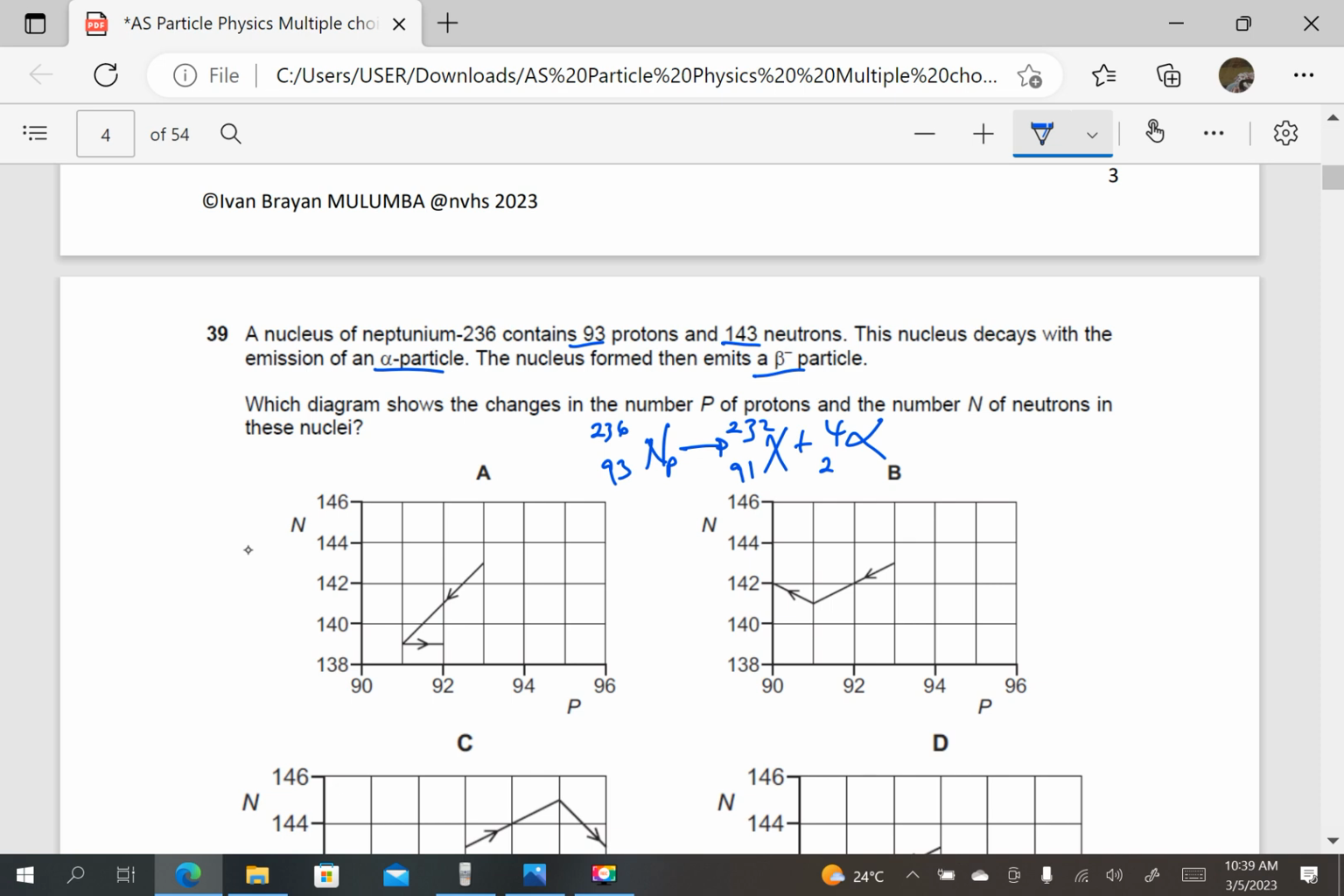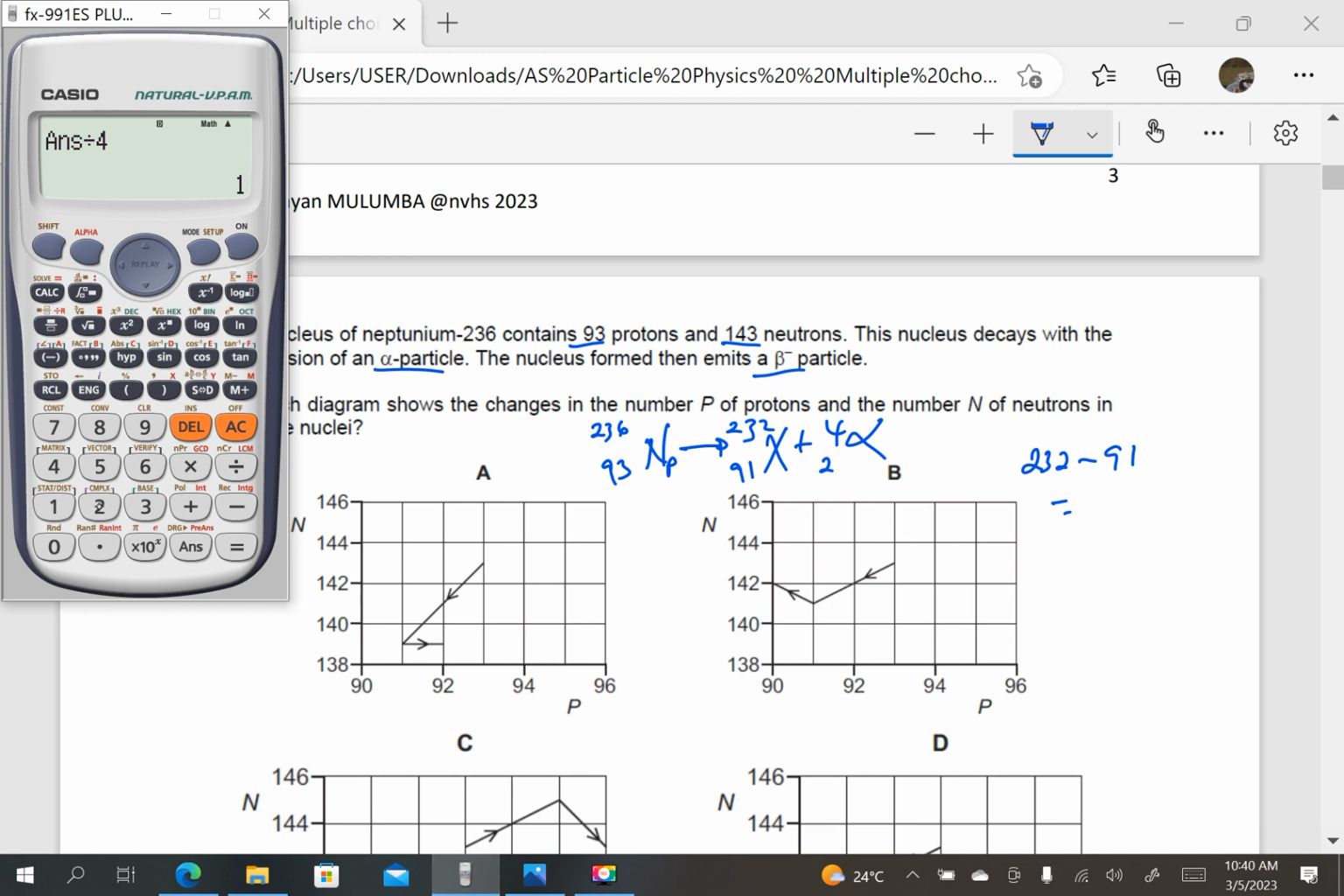So it gives us a nucleus X whose proton number is 91. The number of neutrons is going to be 232 minus 91, which is 141. So neutron number is 141.